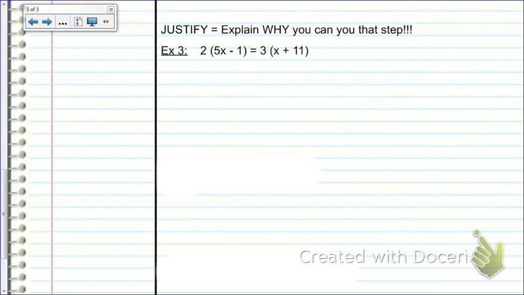So sometimes we ask you in math to justify your steps. Justify means explain why you can do that step. What property are you using, basically, is what it's asking. So it's the why behind what you are doing. So example 3, we're going to do the math work on the left, and we're going to justify each step on the right. So example 3, we have 2 times 5x minus 1 equals 3 times the quantity of x plus 11.